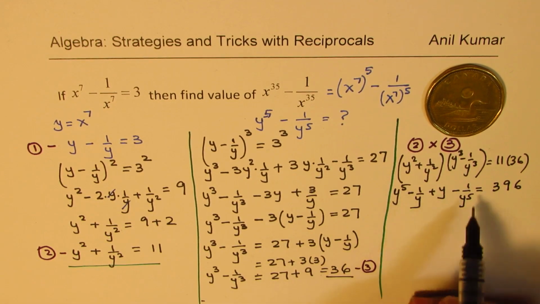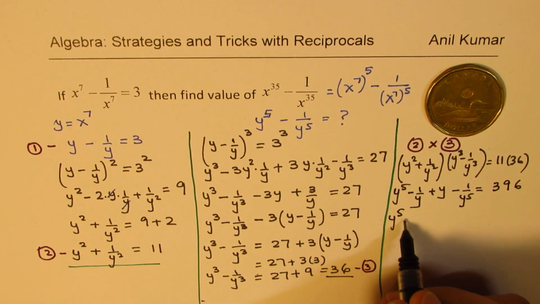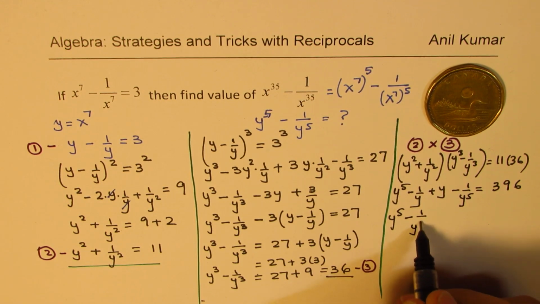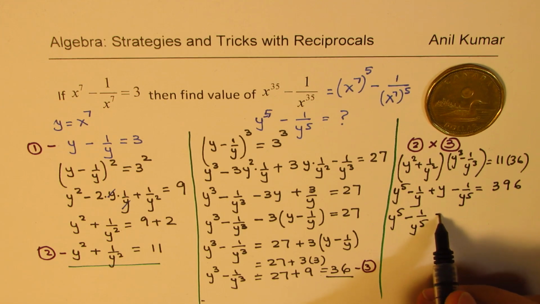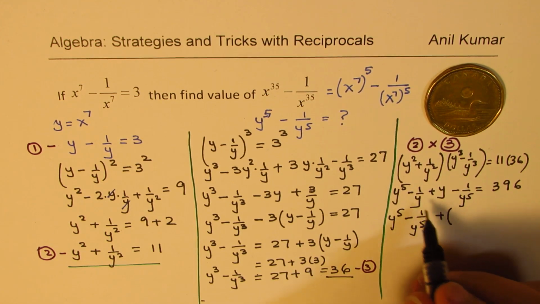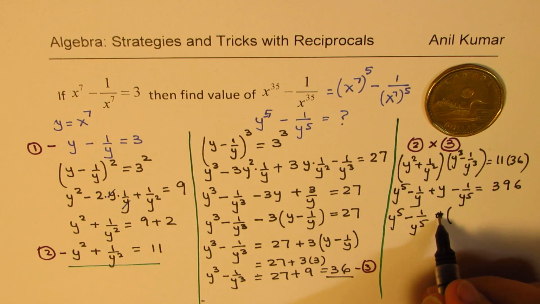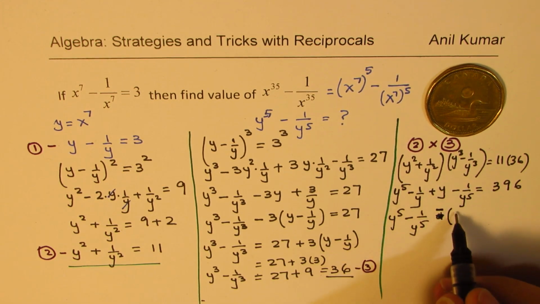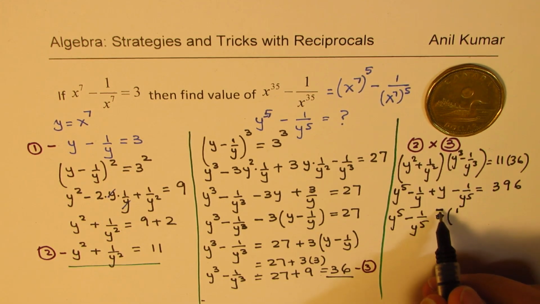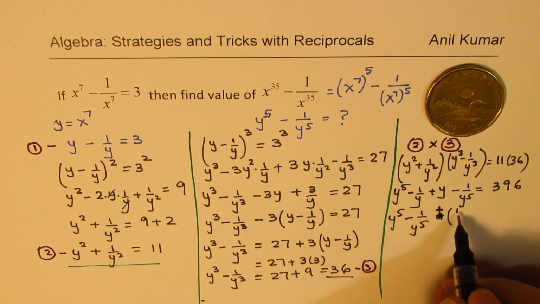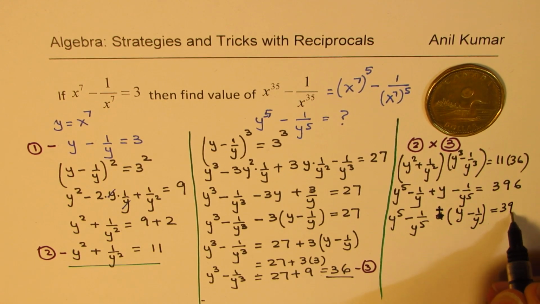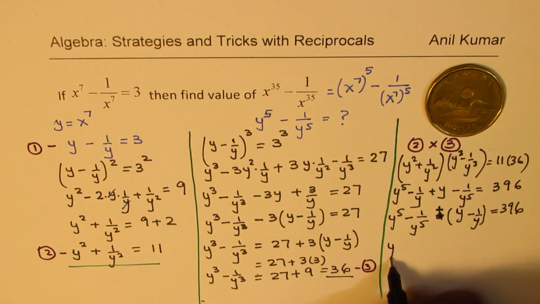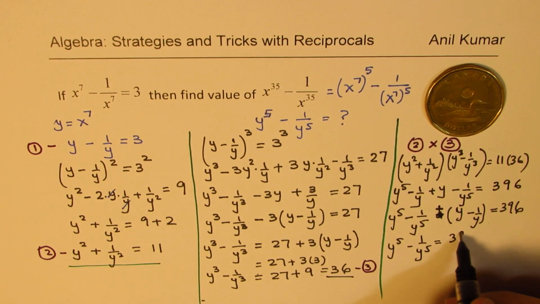Okay, so here we have y to the power of 5 minus 1 over y to the power of 5, which we want to calculate. And in addition, we have this term which is positive. So we'll write y minus 1 over y here, right? So we get 396. So we get y to the power of 5 minus 1 over y to the power of 5 equals 396.